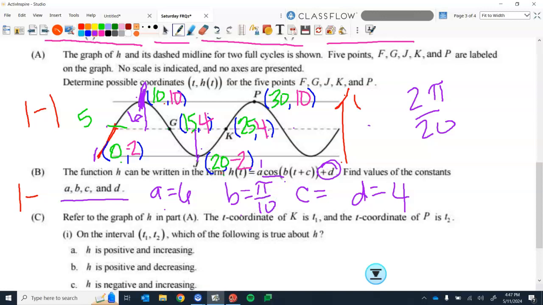And then C is my shift left or right. So here I look at my x value, because remember the B and C, these are for x. This is at 10. We know that the parent function of cosine starts on the y-axis, but I'm starting here at 10 instead. So if I'm looking at this part, that would be t minus 10, because we still know that x is a liar. We move to the right 10, so it's minus 10. So since it's set up like that, C is negative 10.